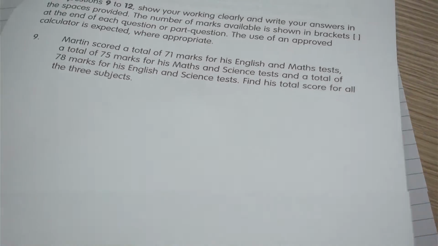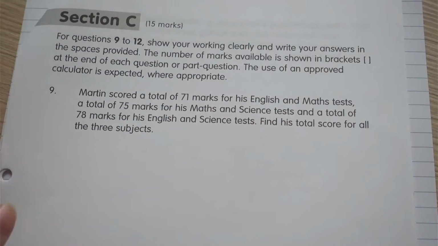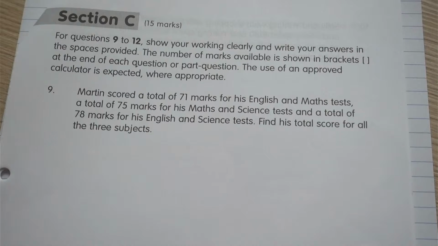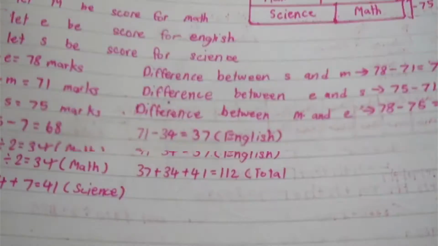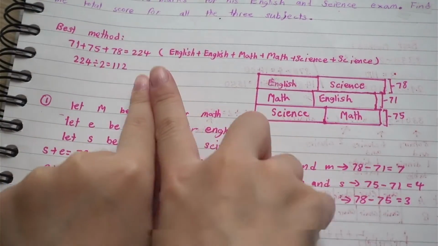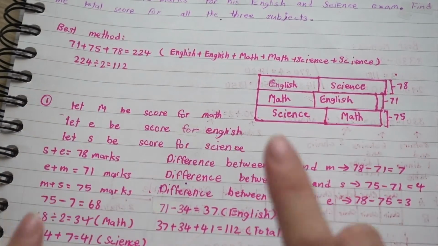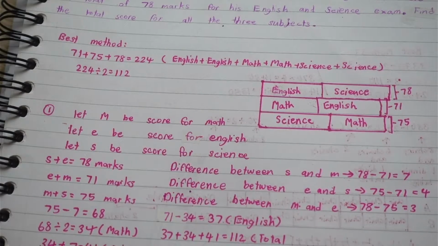Next question. Ooh, this one has a very long method. I remember this question has 2 different methods. I'll show you the best method and the other method. So the best method is just 2 statements, this statement and this statement. Then the second method is basically a bit of algebra.